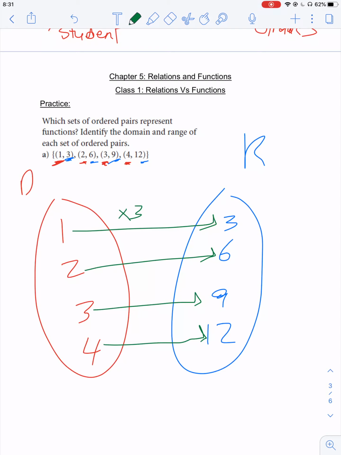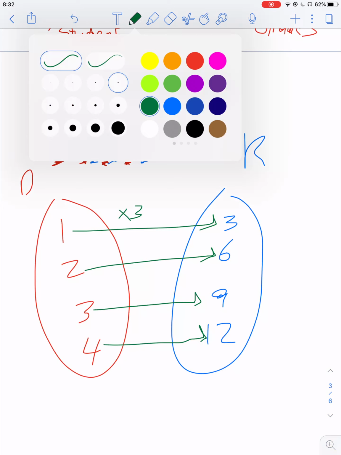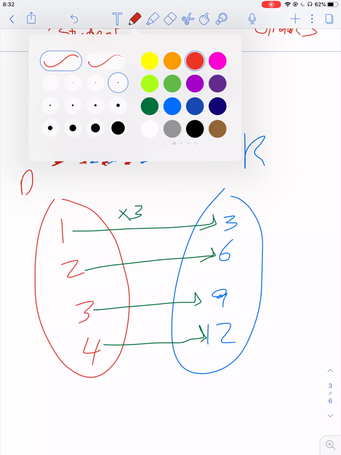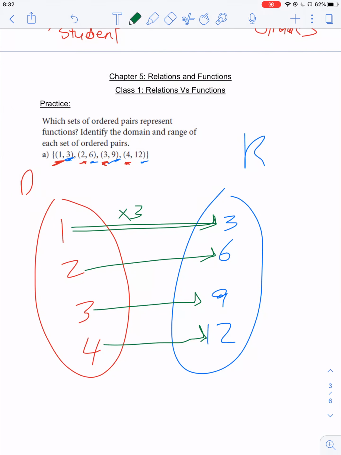But this is also a function. It's also a function because, as you can see, each element in my domain is associated with exactly one element in the range. You don't have a situation where, let's say, 1 equals 3 and it also equals 6. You have nothing like that happening. So this is fine. So this is a function.